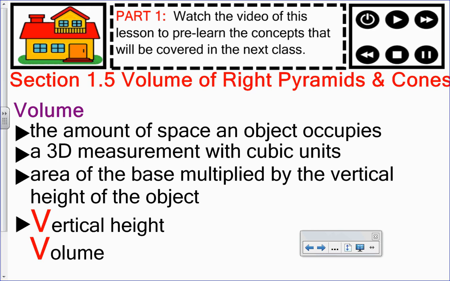To find the volume of any shape, we just do area of the base, whatever that is, multiplied by the vertical height of the object. Now, if you want to see why volume is area of the base multiplied by vertical height, I have a little demonstration that you can look at in our playlist. So for surface area, we used slant height, but for volume, we use vertical height.